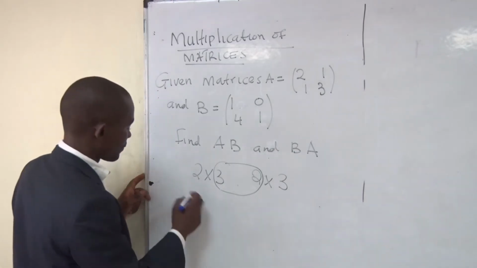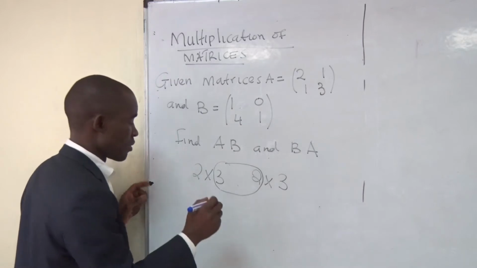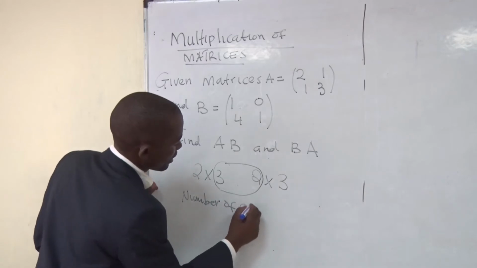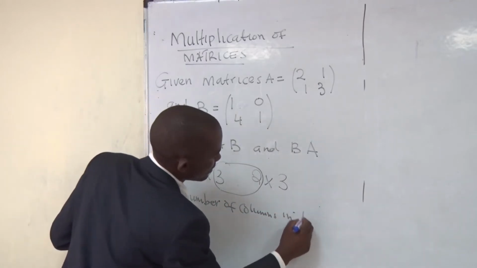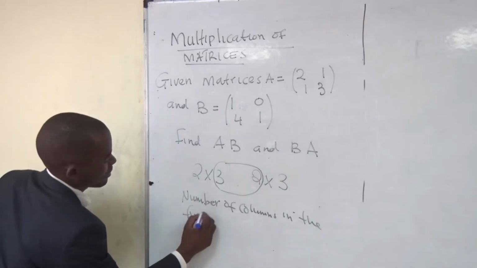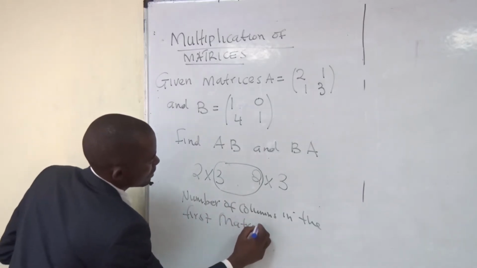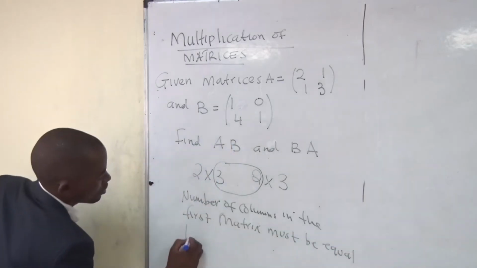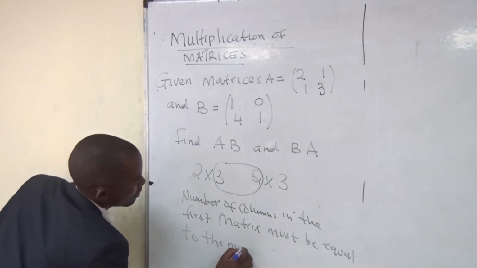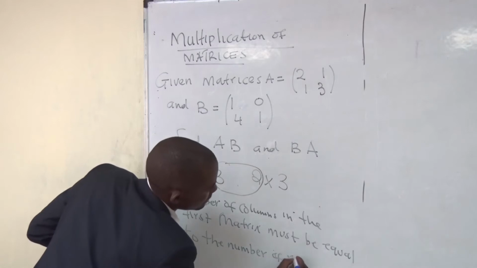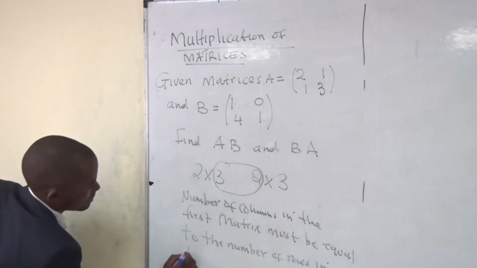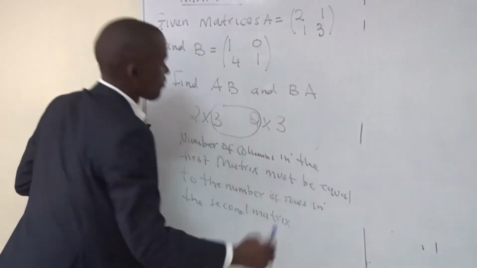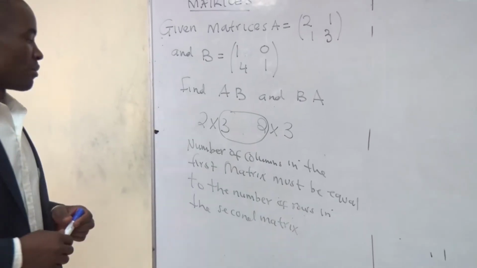I will just write that. For multiplication to be possible, the number of columns in the first matrix must be equal to the number of rows in the second matrix. Failure to which the matrices cannot be multiplied.